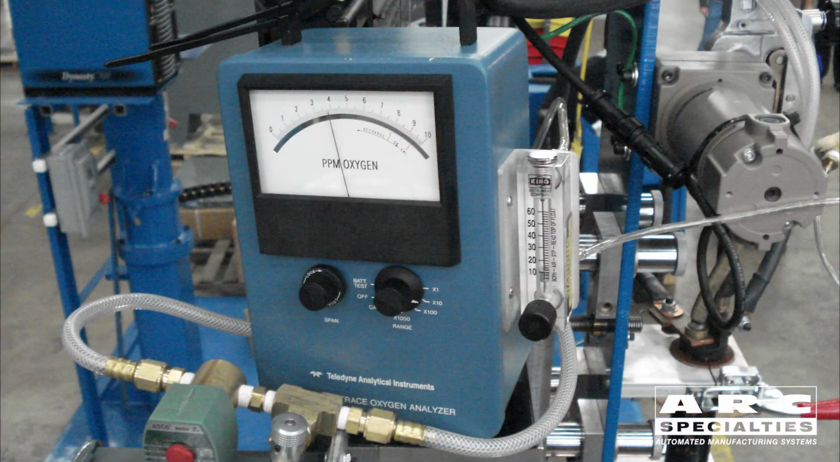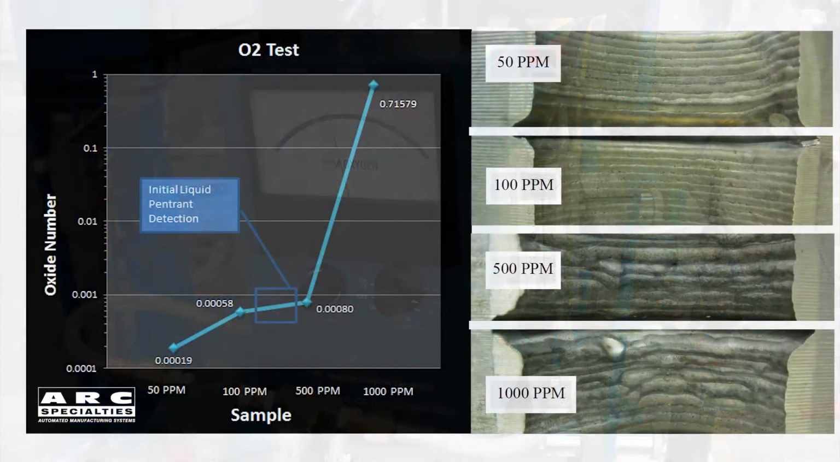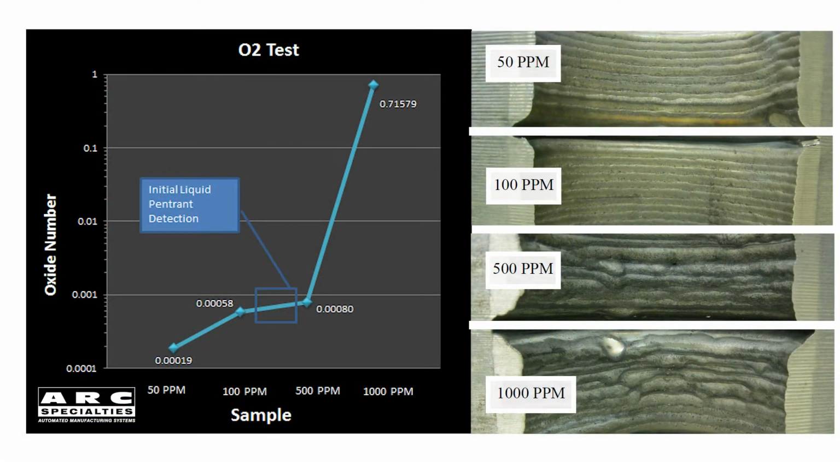So to conduct this test, what we did was we started adding oxygen to our shielding gas. First we used ultra-high purity argon, then we went to 50, 100, 500, and 1,000 parts per million oxygen. And what we did is we cross-sectioned these parts, and using microscopy and intelligent machine vision, we actually were able to measure the ratio of oxide inclusions to total weld area.